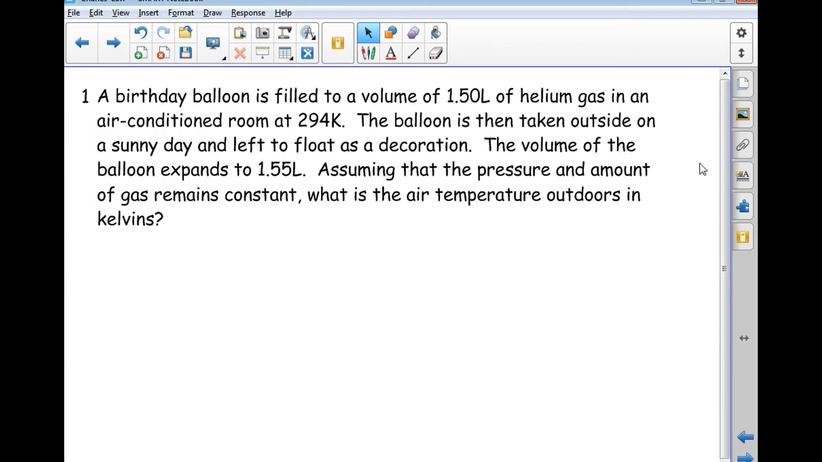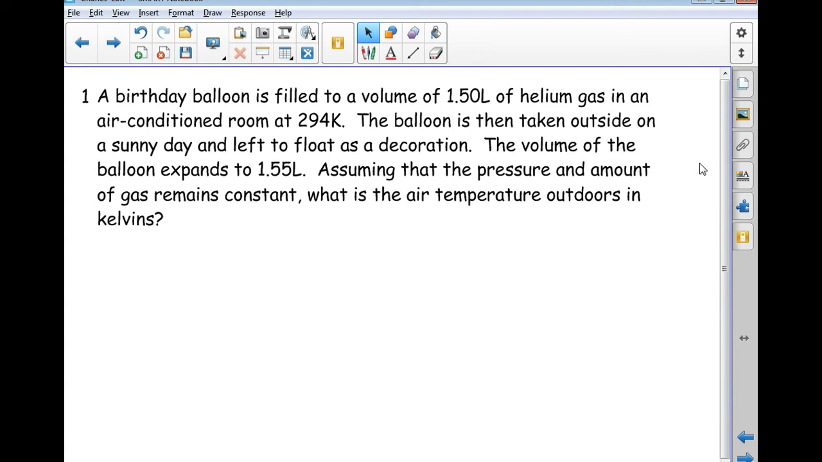So let's apply this. A birthday balloon is filled to a volume of 1.5 liters of helium gas in an air-conditioned room at 294 kelvins. The balloon is then taken outside on a sunny day and is left to float as a decoration. The volume of the balloon expands to 1.55 liters. Assuming that the pressure and amount of gas remain constant, what is the air temperature outdoors in kelvins?